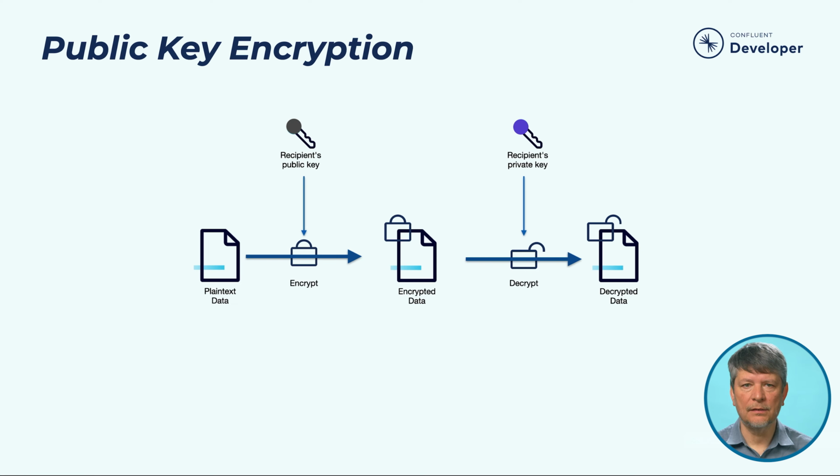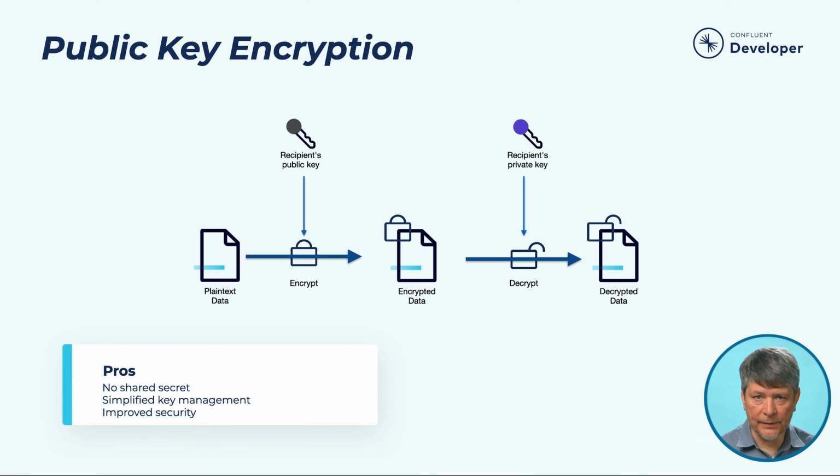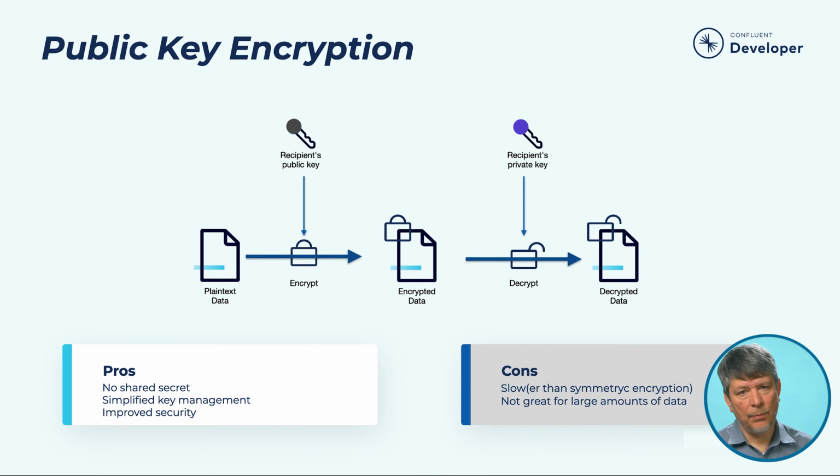Think of it like a mail slot on a door. Anyone can drop in a letter, but only the owner with the key to the door has access to all the mail delivered. This eliminates the need to share a single key between the party doing the encryption and the one doing the decryption, which simplifies key management and adds security. But the downside? Public key encryption is slower, making it less suitable for handling massive data volumes.